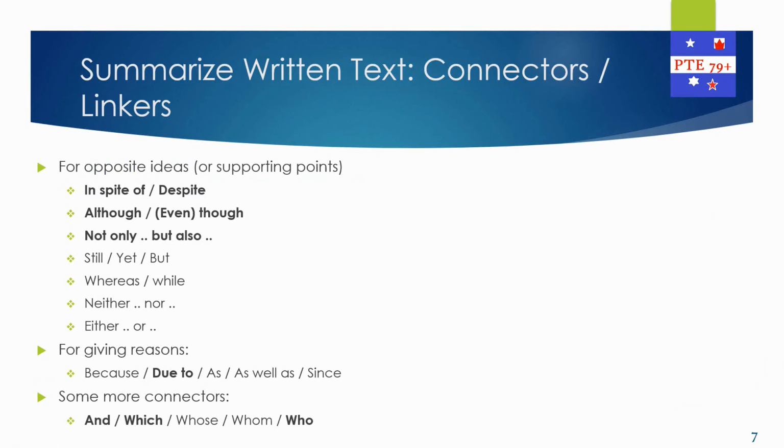These are some of the linkers that I put in here. There are more, you can google them, but generally we will need only these in most cases. For summarize written text, there are 2 to 3 questions that come in the exam, and my suggestion is, if possible, only use these three connectors: in spite of or despite, although or even though, and not only but also. If possible, use these three, because these are different writing styles which not everybody uses.